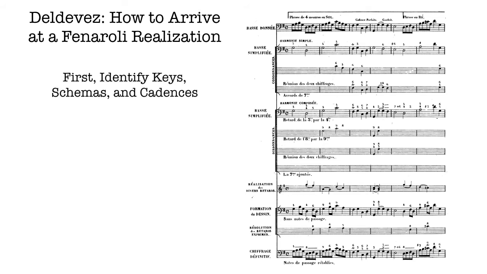He begins at the top of this figure by identifying phrases, various schemas and cadences. So it says a 4-measure phrase in G major, followed by a cadence, a passage, and then a new phrase in D major.